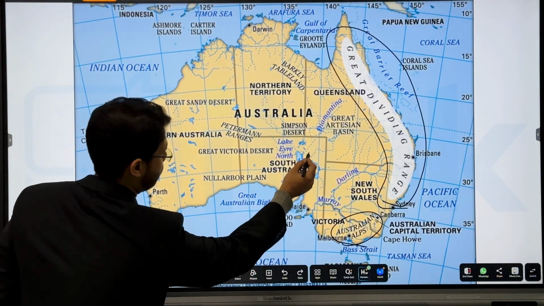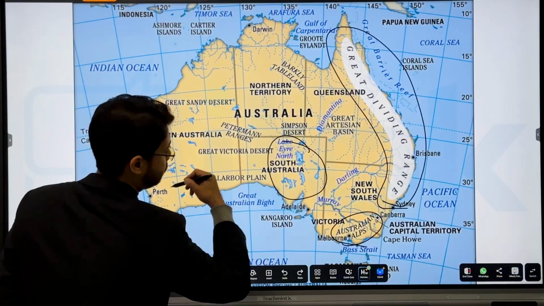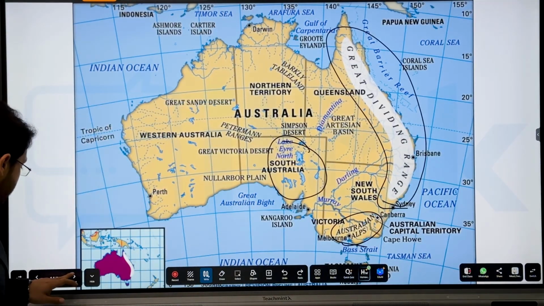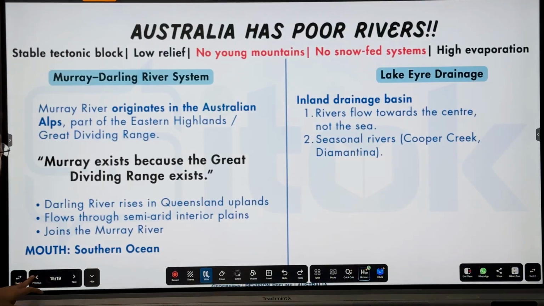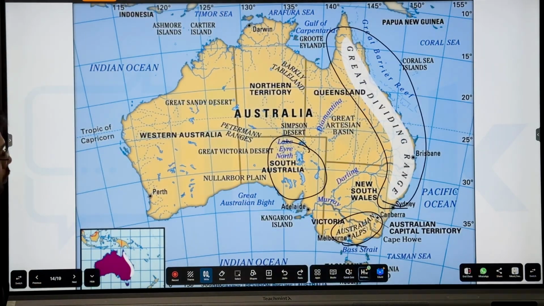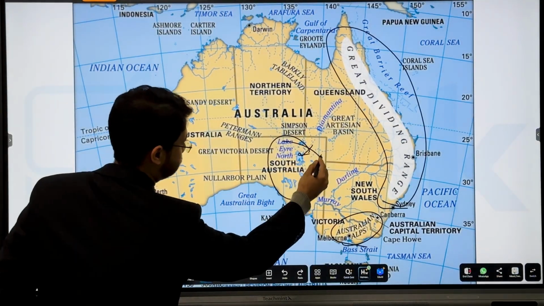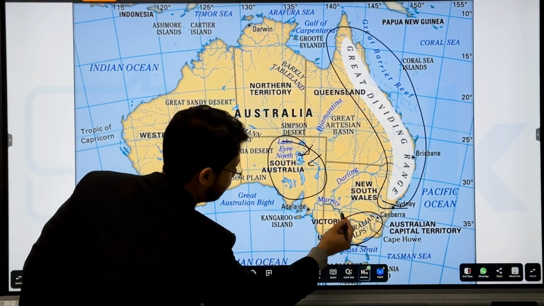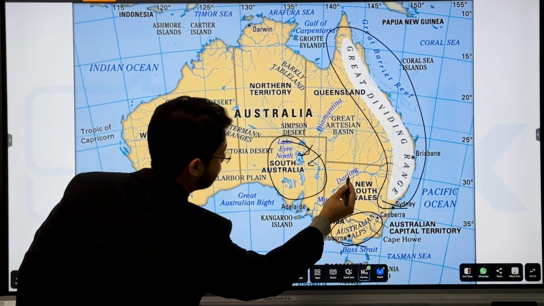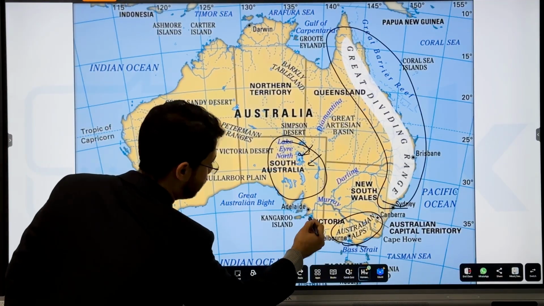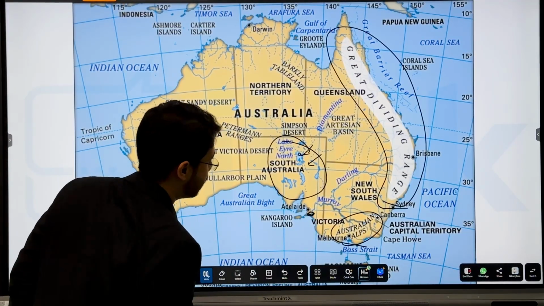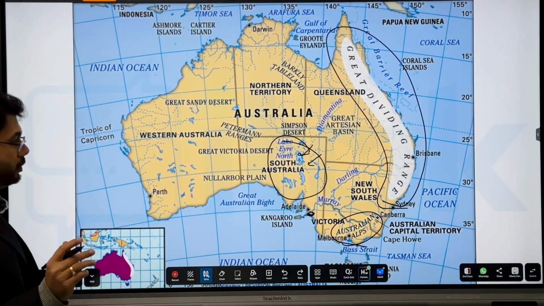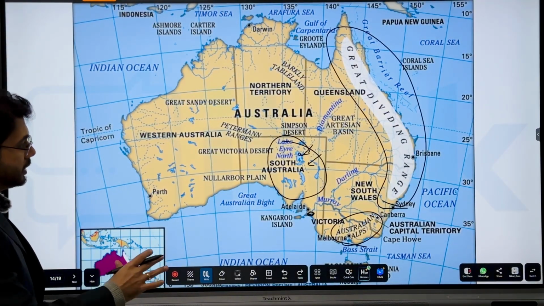This is what I was talking about, Lake Eyre. In this region, you will see many rivers coming in. Okay. So there will be many rivers coming in. And Murray and Darling: Darling is a tributary of the river Murray and it falls somewhere here. This is the only river system that is going into the ocean. The rest do not.